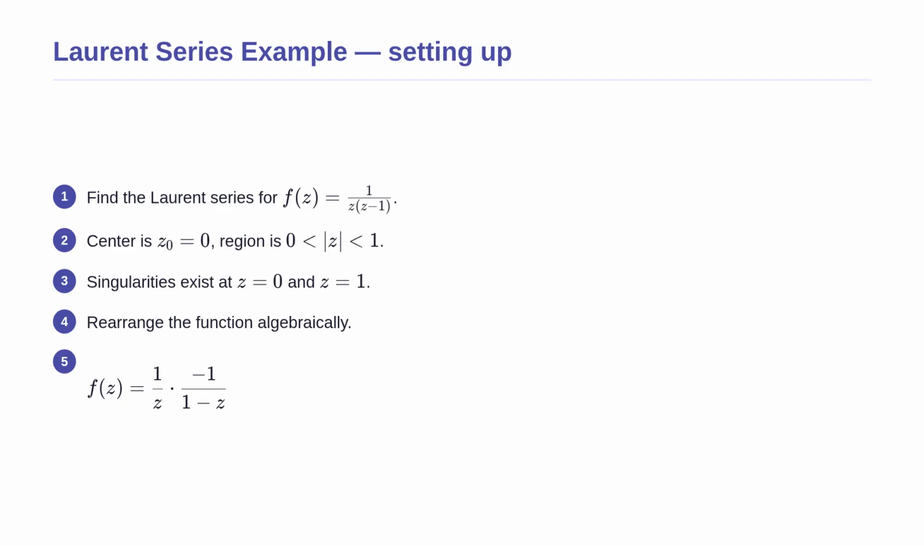First, we identify the singularities, which are points where the denominator is 0. These occur at z equals 0 and z equals 1. Since our region is strictly between these values, we are safely inside the annulus. To solve this without complex calculus, we algebraically rearrange the function. We factor out 1 over z and factor a negative sign from the second part to get negative 1 over 1 minus z.